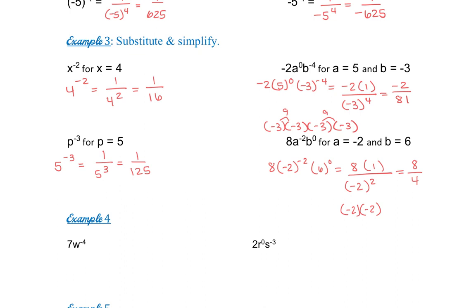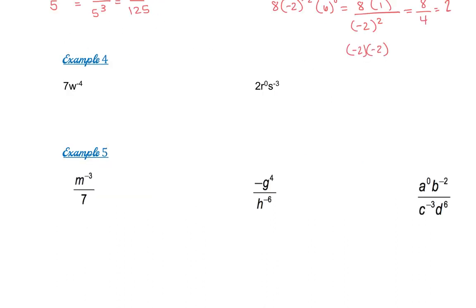And then I'm going to simplify. 8 times 1 in the numerator is going to be 8. And then negative 2 to the power of 2. Since we have parentheses, we're saying negative 2 times negative 2, which equals 4. The last thing that I did not do, 8 over 4 reduces to 2. All right, then we have example 4.